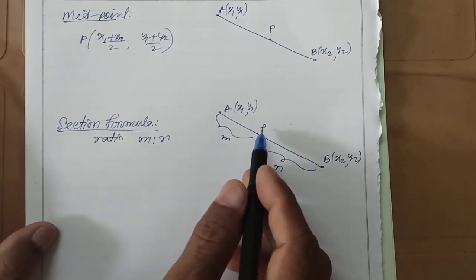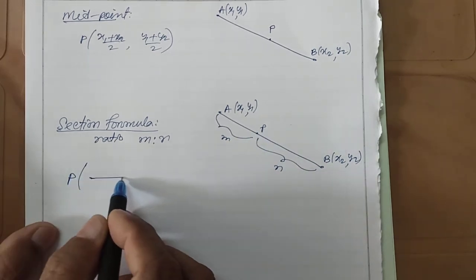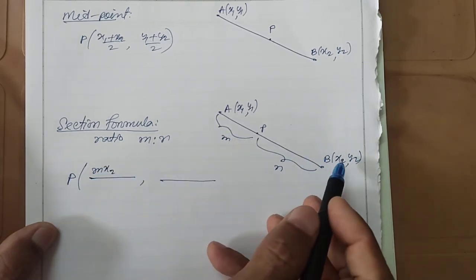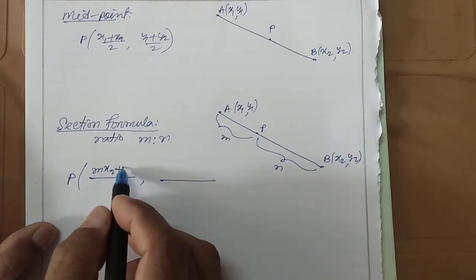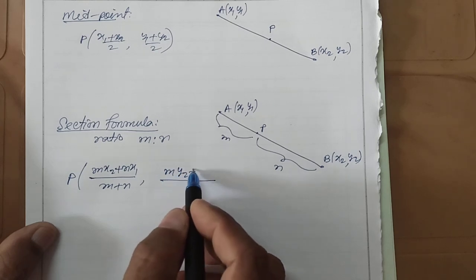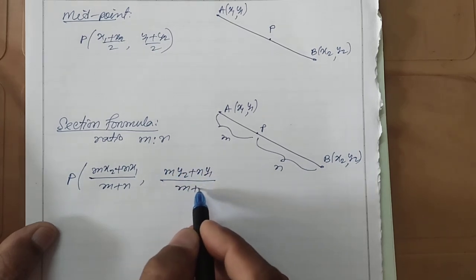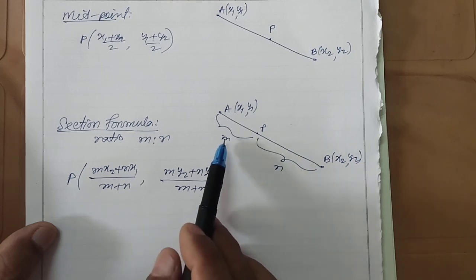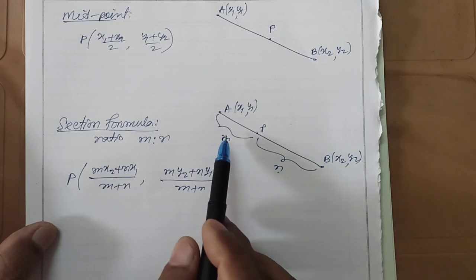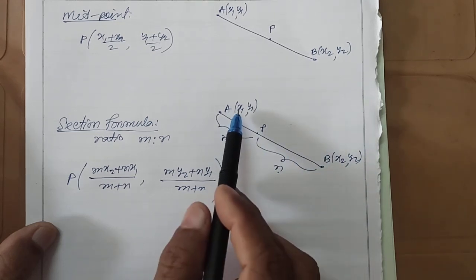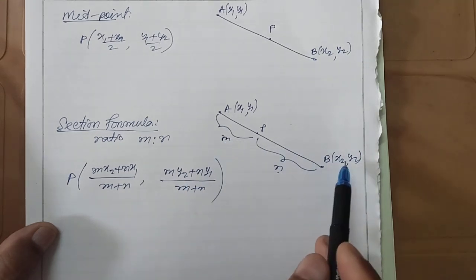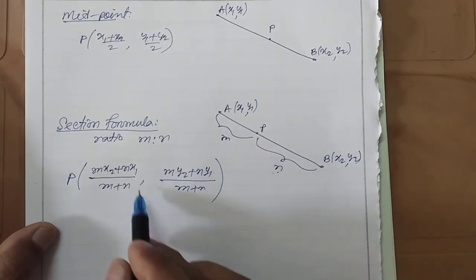And you will be asked to find the point P, and in that case point P is given by (m x2 plus n x1) divided by (m plus n), and here (m y2 plus n y1) divided by (m plus n). You have to keep in mind this is m. If it is x1 y1, m, x2 y2, distance is n. Then the formula is m x2, n x1 opposite, m goes with x2, n goes with x1. Same way, (m y2 plus n y1) by (m plus n). This gives the section formula.